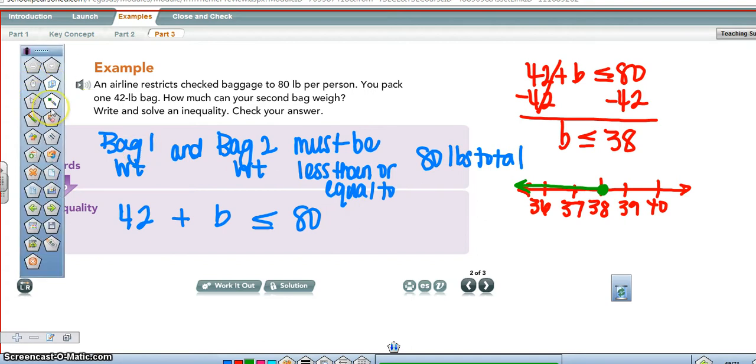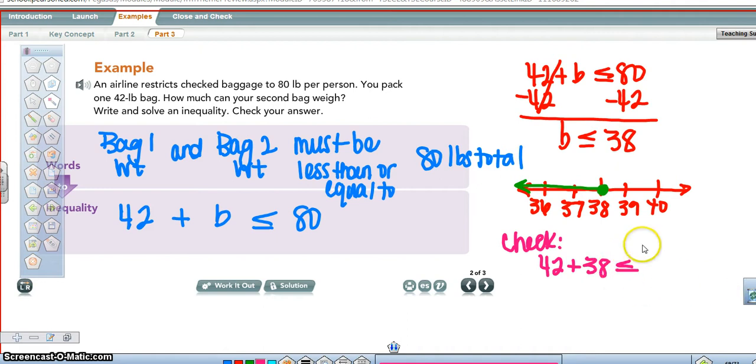Now we have to check if it can be less than 38 and we have to check if it can be equal to 38 because there's basically 2 parts to our answer. So let's check 38 first. 42 was the weight of our first bag, plus if our other bag was 38, would that be less than or equal to a total of 80? Well, 42 plus 38 is 80, and 80 is less than or equal to 80. They're equal, and so it works.